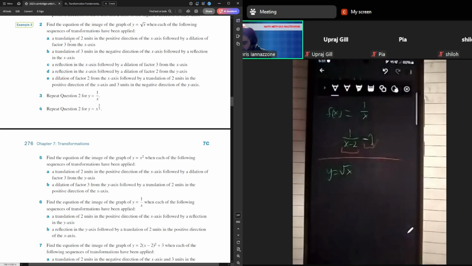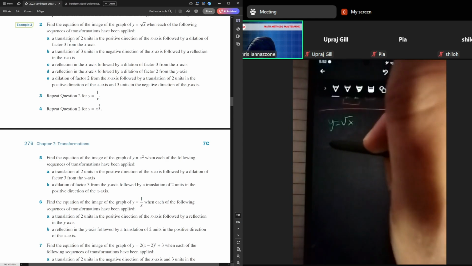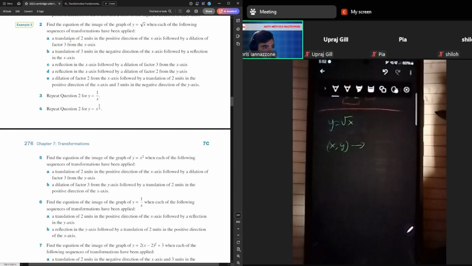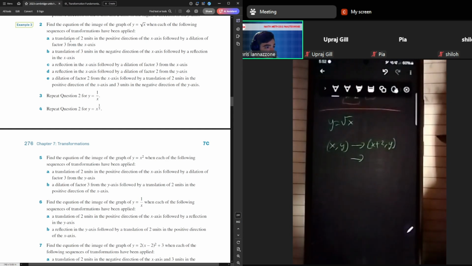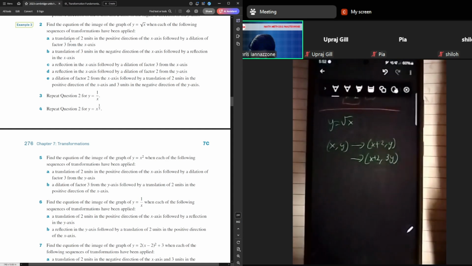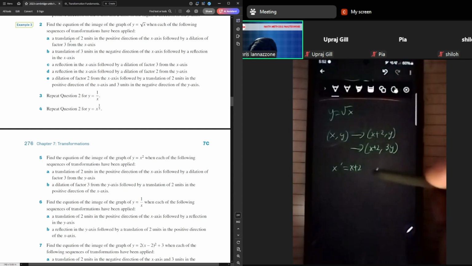But okay. So to follow the actual procedure, what I would recommend you guys do would be start by identifying your x dash, y dash. So you start with some xy. The first thing that was mentioned was translation 2 in the positive x. So that means we go to x plus 2 and then y. And then lastly was a dilate factor 3 from the x. So x plus 2 and then 3y. From there, that means x dash is x plus 2, y dash is 3y.